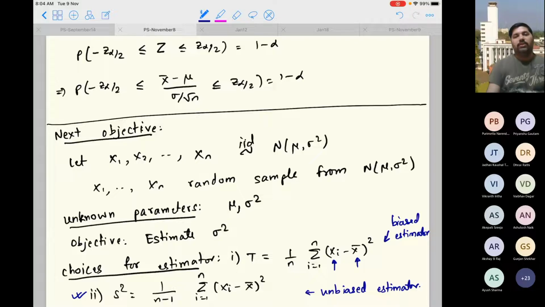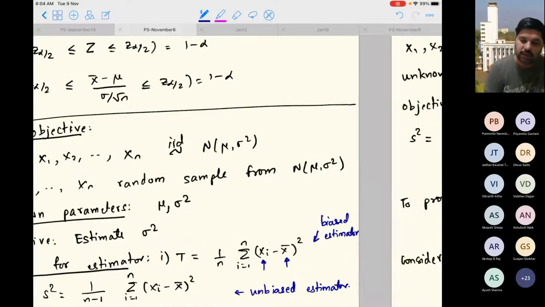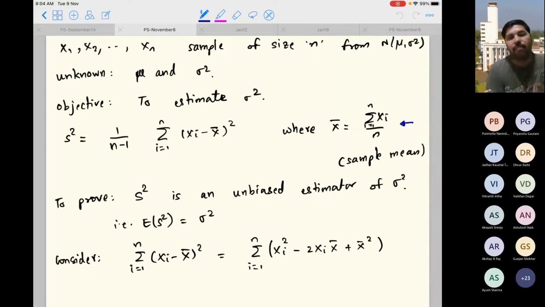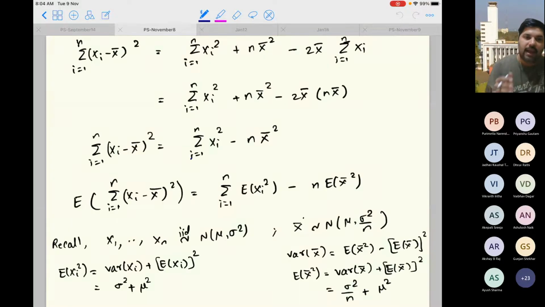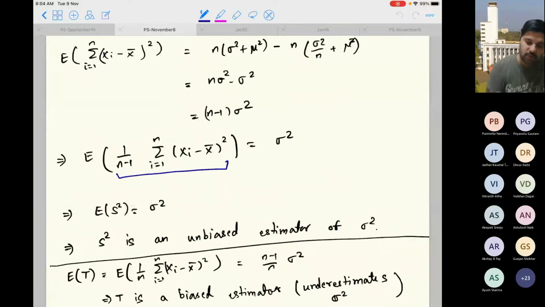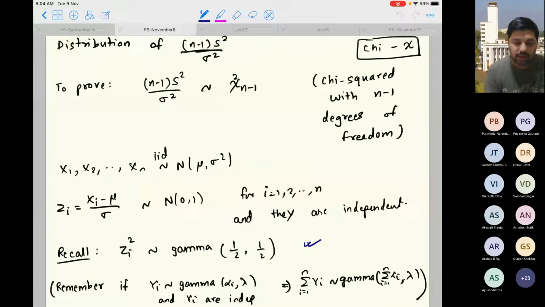So this is what you have: S square equals 1 upon n minus 1 times the sum over i from 1 to n of (Xi minus X bar) whole square. So this is the sample variance, and we proved that S square is an unbiased estimator of sigma square. That is, expectation of S square is sigma square, we proved. And we also proved that T, the estimator T, actually underestimates sigma square.